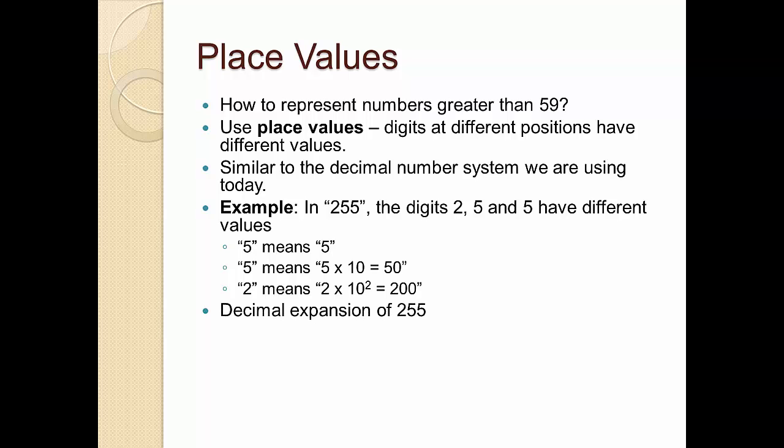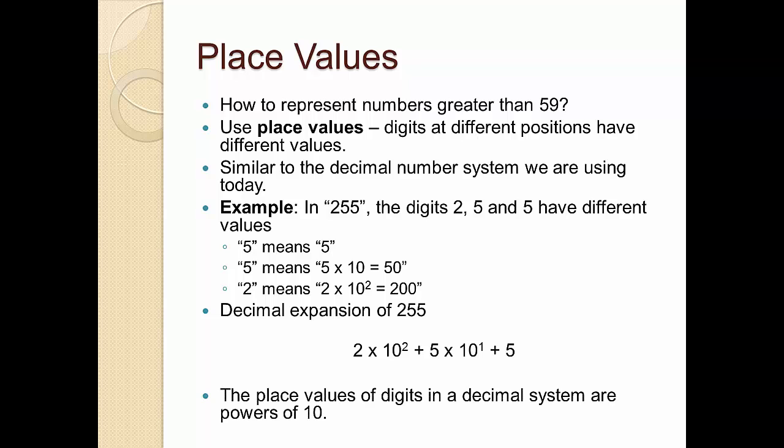Therefore, 255 can be expanded like this. This is the so-called decimal expansion. Obviously, in a decimal number system, the place values of digits are powers of 10. 10 is what we call the number base. For example, the place value of the leftmost digit of a 9-digit number is 10 to the 9th power. Using place values, we can express any number in terms of a finite number of symbols in a very economical way.